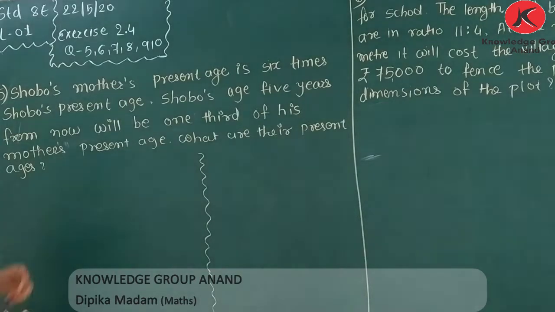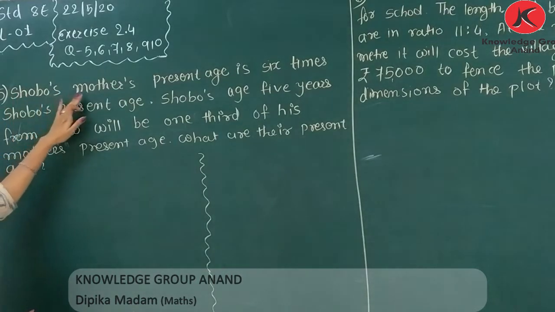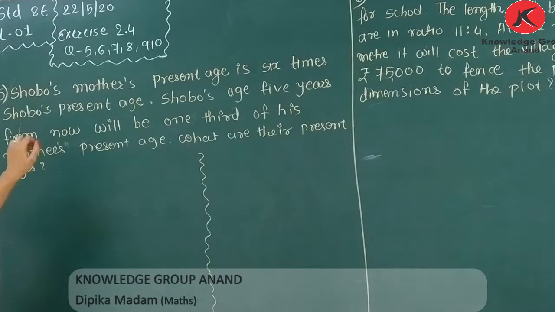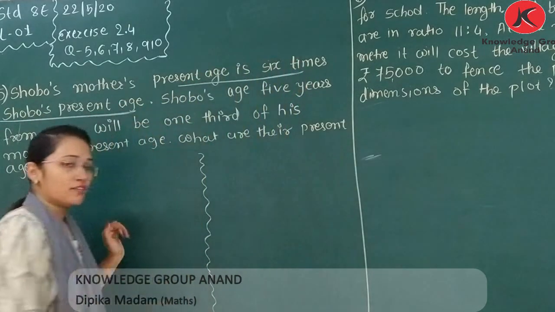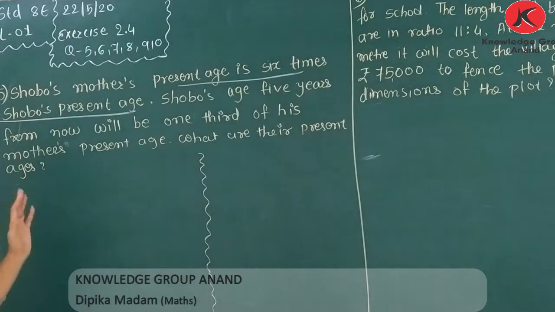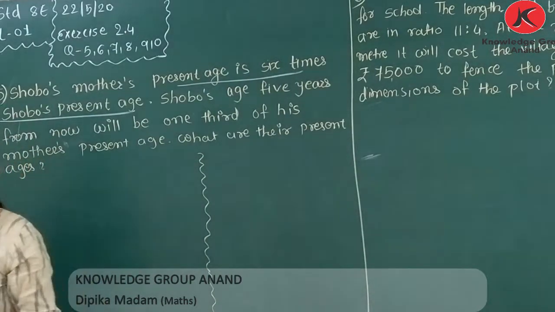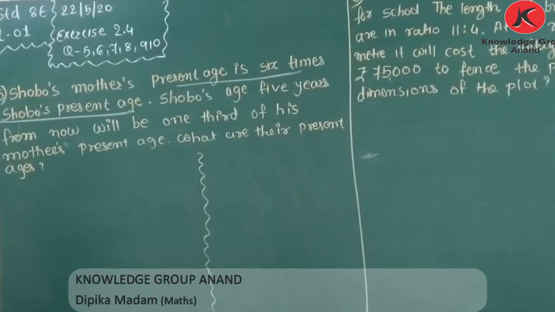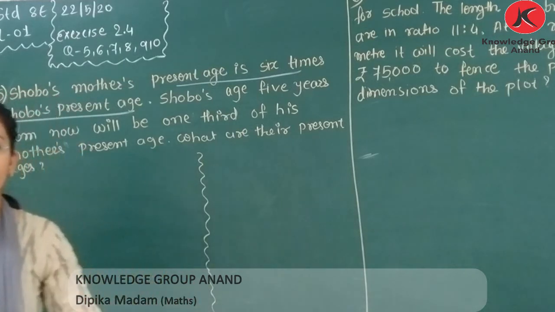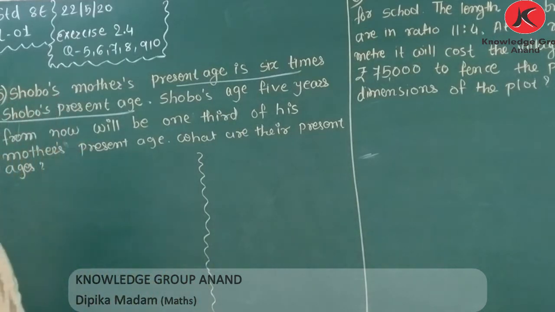Okay, so here question number 5. Subhu's mother's present age is 6 times Subhu's present age. Whatever Subhu's age will be there. For example, if I say the statement that your mother's age is 6 times your present age, and if your present age is 5 years, then what is your mother's age? 6 multiply 5, that is 30 years. Clear? So same we have to perform for this one.